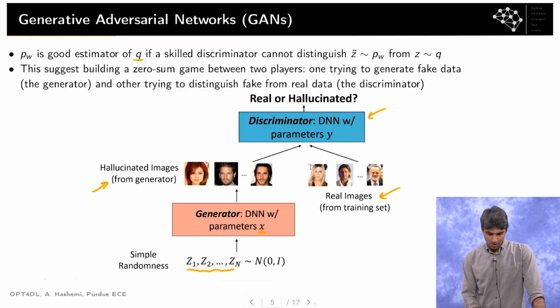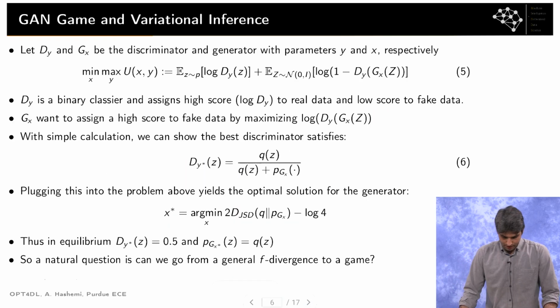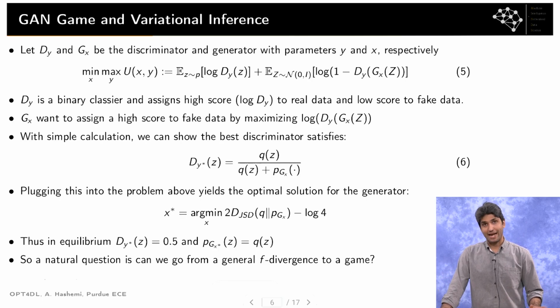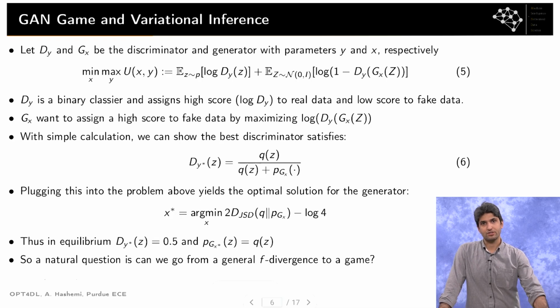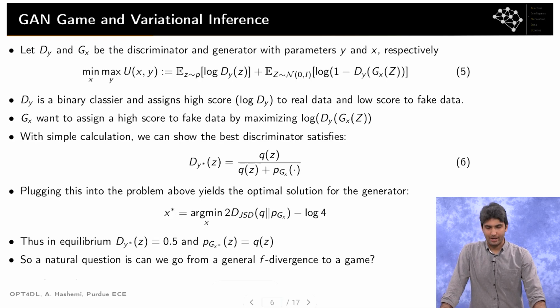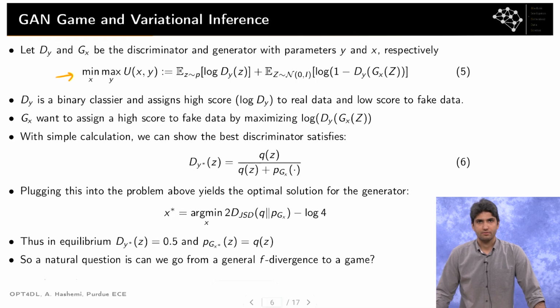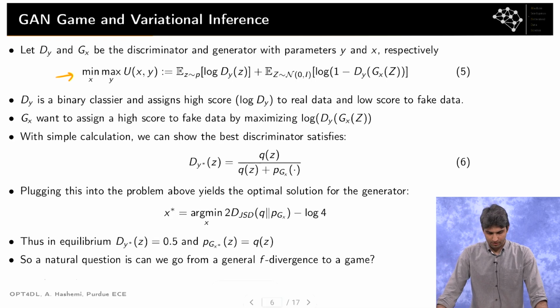All right, so let's talk a little bit more mathematically about what the actual zero-sum game is, and what the best strategy is for the discriminator and the generator. The main objective that was proposed in the original generative adversarial network paper is to solve this min-max optimization task given in equation 5.